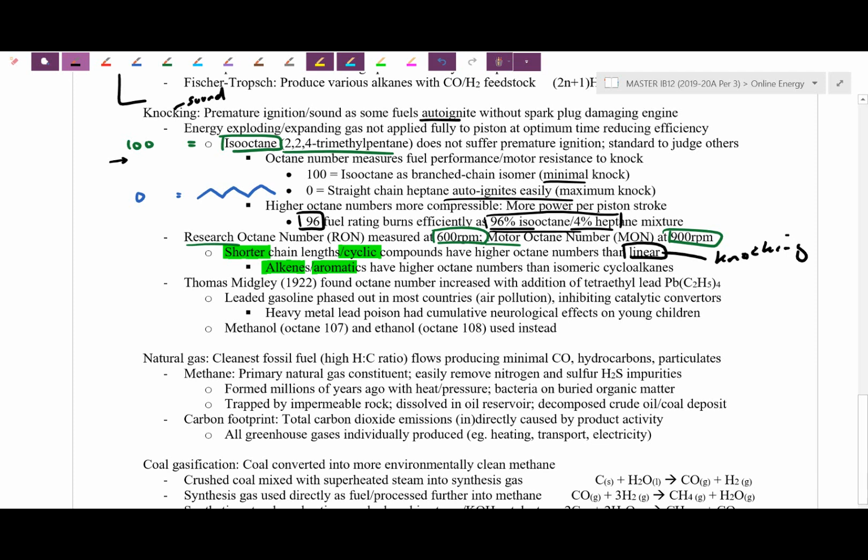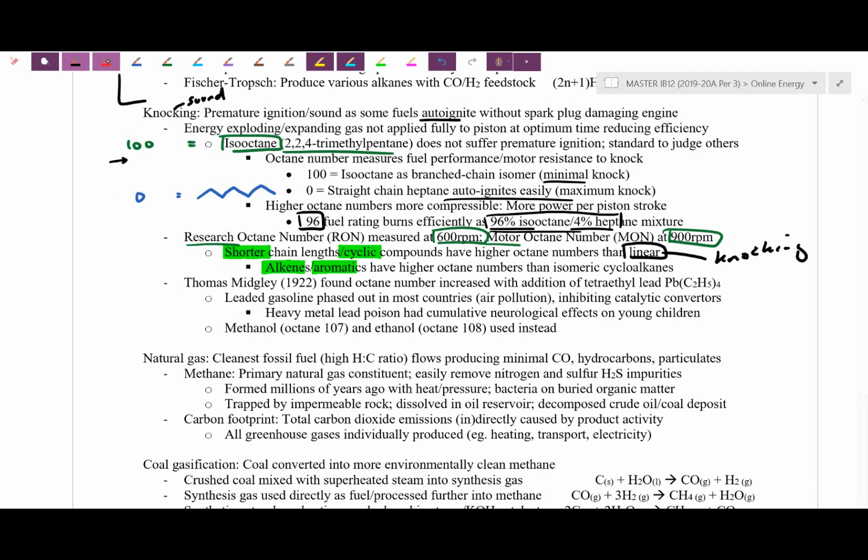So we're going to see in the next lesson, how do we perform cracking reactions, cyclization reactions? How can we convert those linear compounds into things that are ringed, things that have double bonds, multiple bonds? Adding that unsaturation will allow it to burn better, allow it to hit higher on the scale.